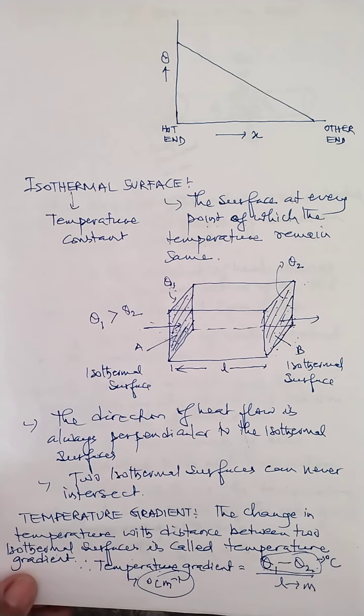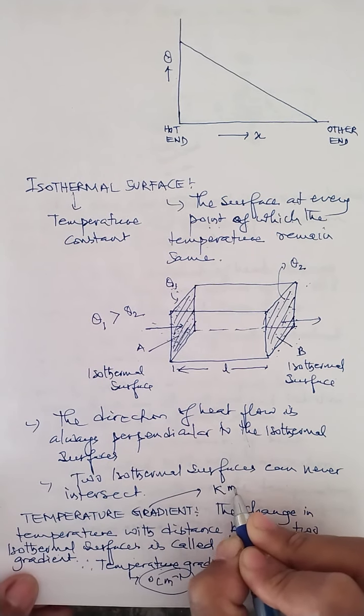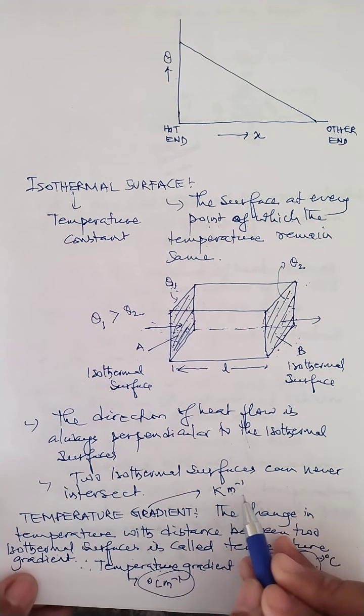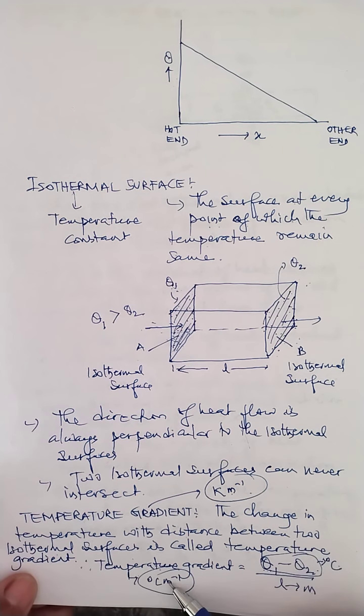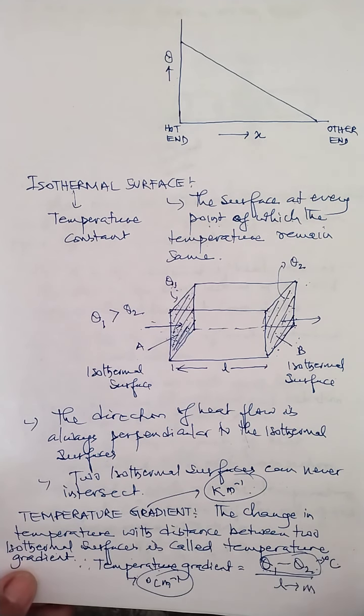But other than degree Celsius per meter, temperature gradient is also measured in Kelvin per meter, because the SI unit of temperature is what? Kelvin. And this change in temperature is measured in Kelvin. And the SI unit of length is what? Meter. So it is Kelvin per meter. So children, look at the units. Degree Celsius per meter or Kelvin per meter are the unit of what? Temperature gradient.